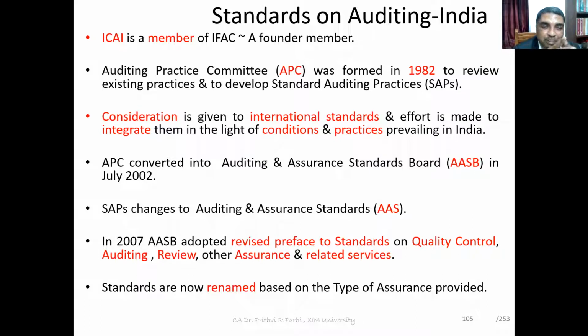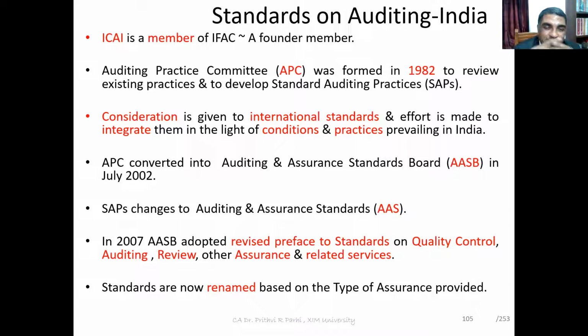Okay, the next change happened in the year 2007. What happened? The AASB adopted revised international standards on quality control, auditing, review, and other assurance related services. International standards are also classified like quality control standards, auditing standards, review standards, and assurance related service standards.